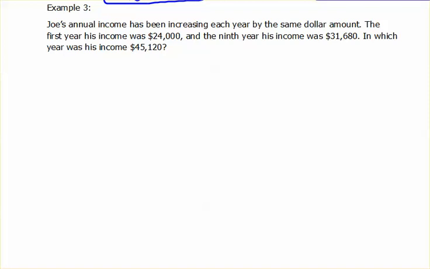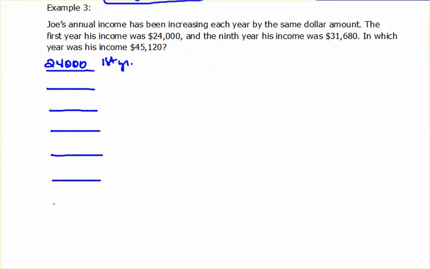Okay, so they told us that the first year his income was $24,000. So I'm just going to put a little line here and say 24,000, and that's his first year. And then it says the ninth year his income was 31,680. Okay, so first year, second, third, fourth, fifth, sixth, seventh, eighth, ninth. Here would be the ninth year.